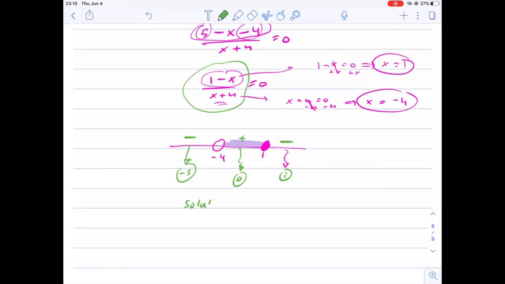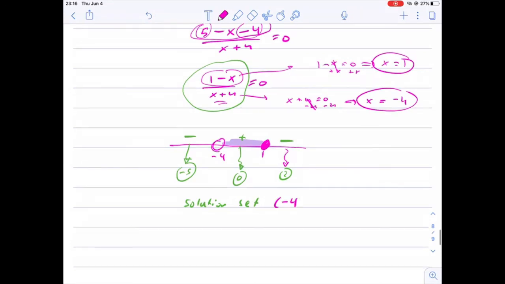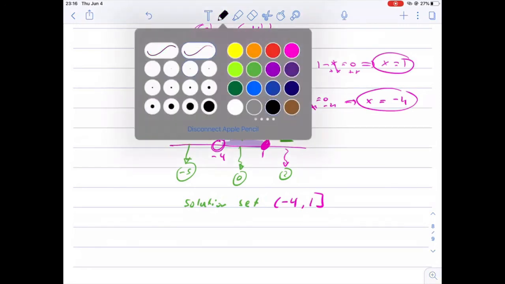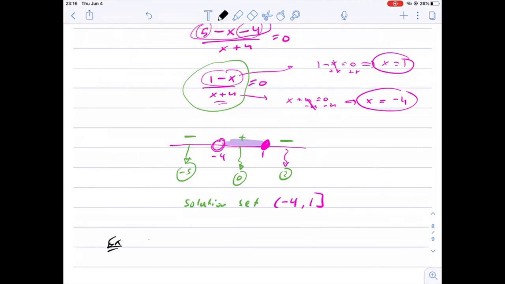So the solution set is negative 4, open at negative 4, to 1, closed at 1. Now the last part, just some notes on some types of inequalities.